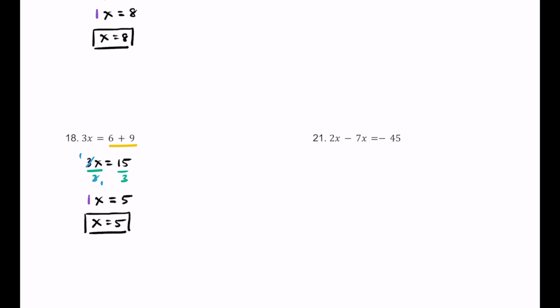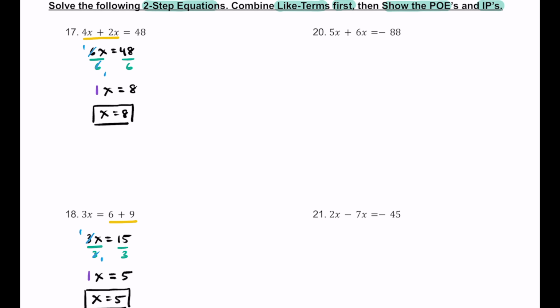Alrighty, moving on to number 20, which is right over here at the top. We're going to combine these like terms. This 5x plus 6x is going to be 11x. So we have 11x is equal to negative 88. We're going to go ahead and use the division property of equality and divide both sides by 11. On the left side, these 11s are going to cancel out to make 1. So we get a coefficient of 1 for the x. So we have 1 times x, or 1x. And on the right side, negative 88 divided by 11 is negative 8. Dropping the 1, we can say x is equal to negative 8.